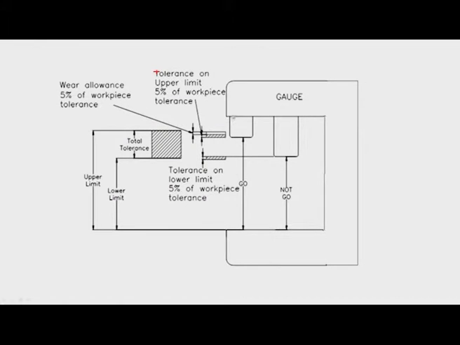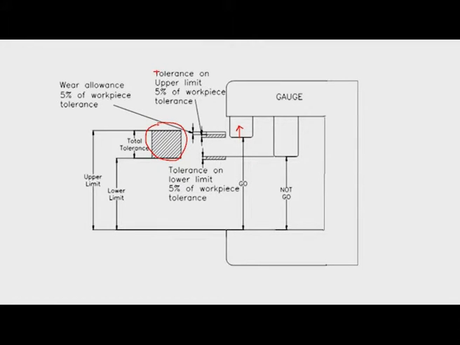Now we have taken an example of a snap gauge here. This is the go limit and this is the no go limit, and this is the tolerance for the shaft, that is, the shaft tolerance or work tolerance. Now we know that when we use snap gauges to check workpiece shafts, the wear occurs in this direction, and so the wear allowance is given in the opposite direction.